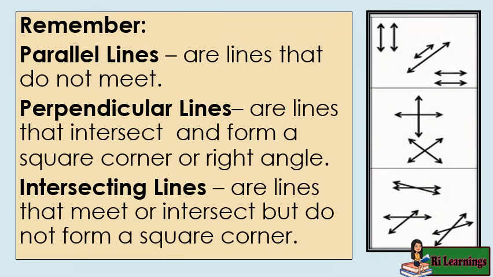Remember, parallel lines are lines that do not meet. Perpendicular lines are lines that intersect and form a square corner or right angle. Intersecting lines are lines that meet or intersect but do not form a square corner.